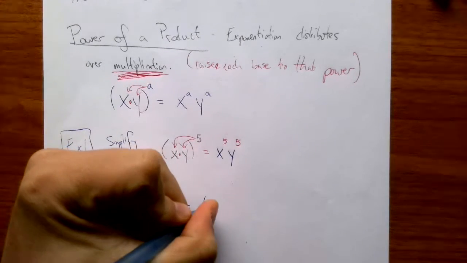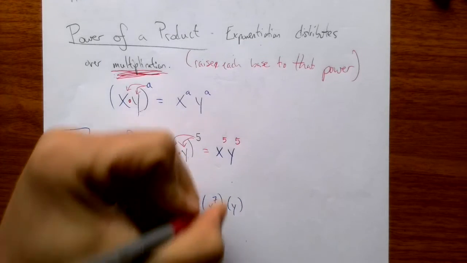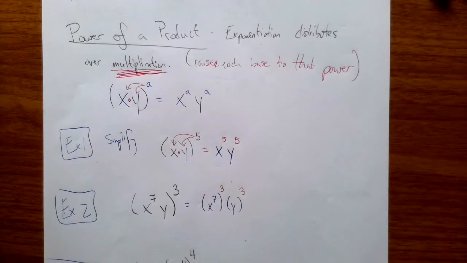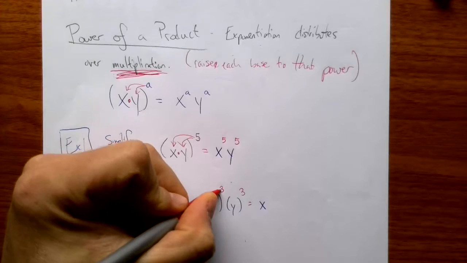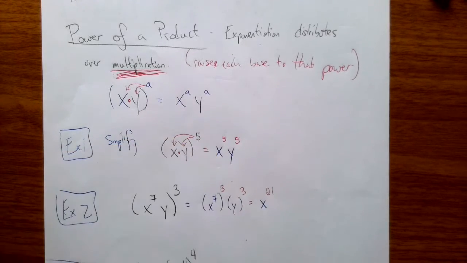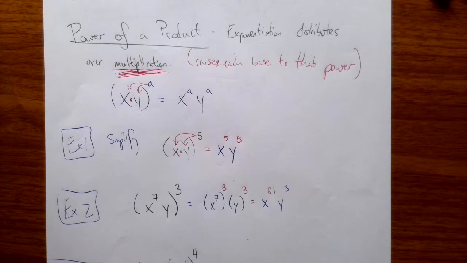Well, let's say we have a little bit more going on. Here we have x to the seventh and y, and we are raising each of those to the power of 3. Now x to the seventh is getting raised to the third power, so this refers back to the previous property, a power of a power. When we have a power raised to another power, we multiply those exponents together, leaving us with x to the power of 21 times y to the third.